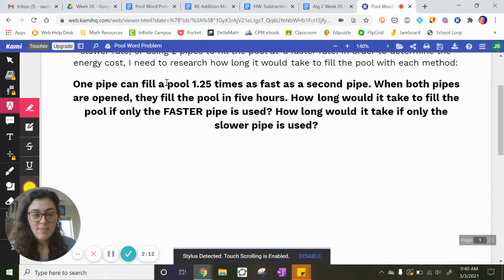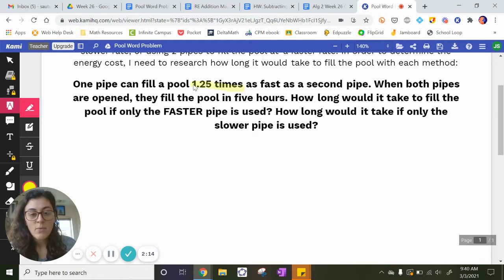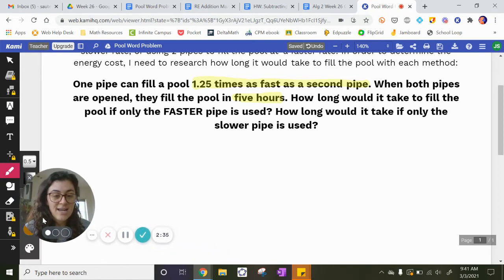So I see immediately that there is some important information. We know that one pipe can fill a pool 1.25 times as fast as the second pipe. So our faster pipe is filling the pool 1.25 times faster than our slower pipe. And then when both pipes are opened, they fill the pool in 5 hours. So these two pieces of information are going to help us get started and get set up.